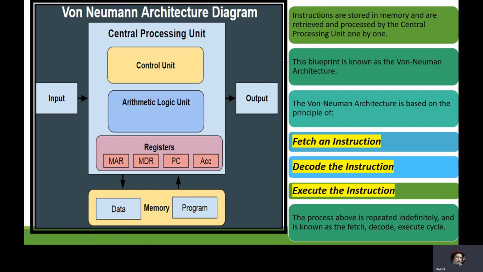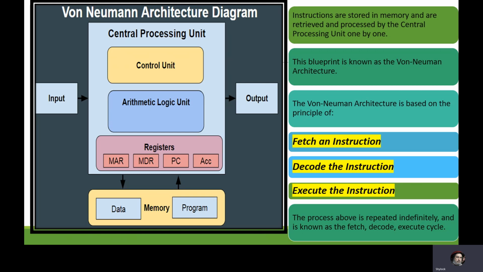contains the control unit, the arithmetic logic unit, and registers. Now registers have the MAR, which stands for memory address register. MDR is memory data register. The PC is the program counter, the ACC is the accumulator, and there is the CIR, meaning the current instruction register. Now the von Neumann architecture, or the FDE cycle, the fetch, decode, execute cycle.